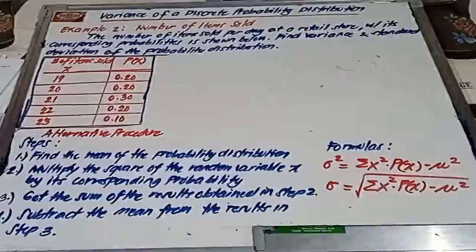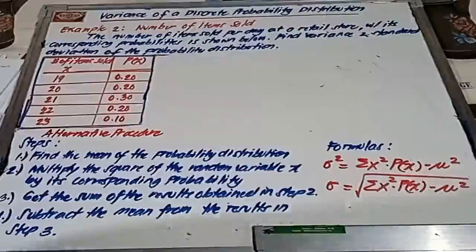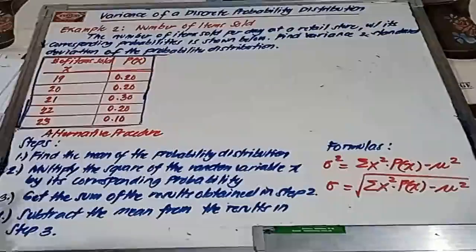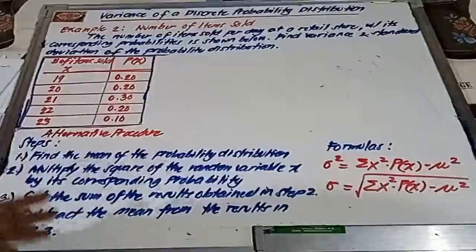Okay, so this will be my second example about the alternative procedure in solving variance and standard deviation of a discrete probability distribution. We have different steps na nasusundan para ma-determine natin yung variance and standard deviation. And this is actually the second method, also called the alternative procedure.